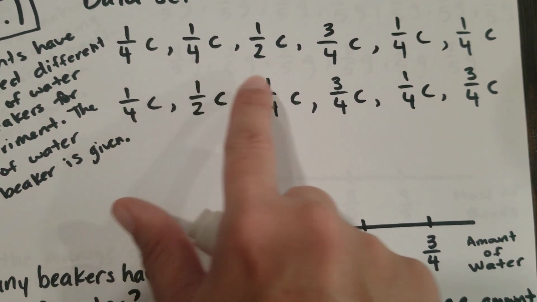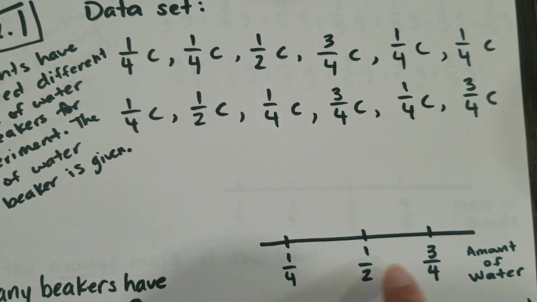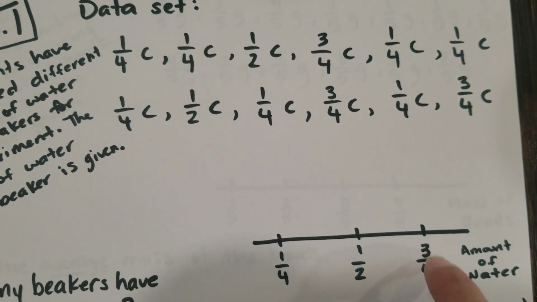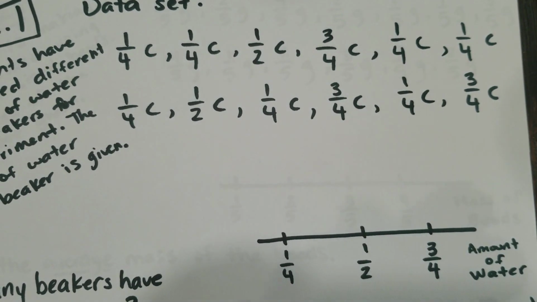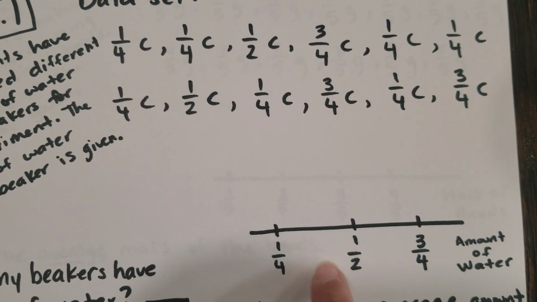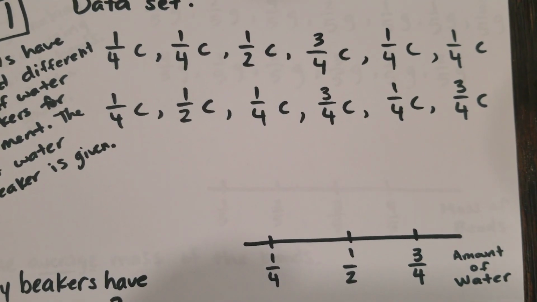So up here in my data set, I notice that there's 1/4. There's quite a few 1/4 all over the place. Okay, there's some halves. I see a half here and a half there. And then there's some 3/4. So there's also a couple 3/4 in the data set. And then I have a little title right here. This is the amount of water. These numbers represent the amount of water in the beakers.